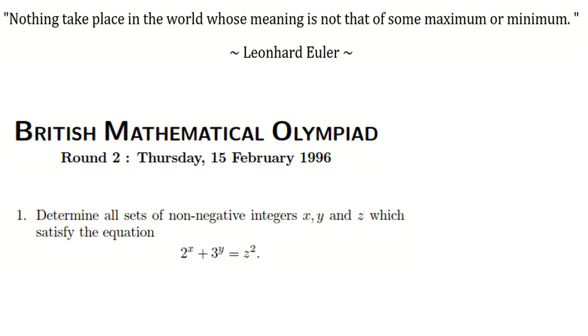Let's start with this quote from Leonhard Euler: "Nothing takes place in the world whose meaning is not that of some maximum or minimum." We want to solve British Mathematical Olympiad BMO round 2 1996. The first problem says: determine all sets of non-negative integers x, y, and z which satisfy the equation 2 to the x plus 3 to the y equals z squared.